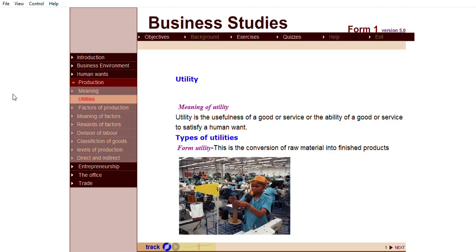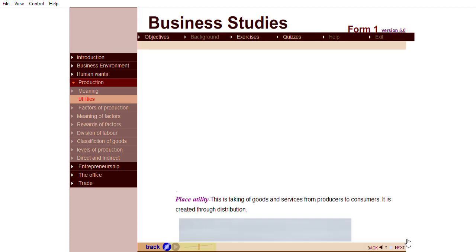Utility is the usefulness of a good or service, or the ability of a good or service to satisfy a human want. Types of utilities include form utility, place utility, time utility, and possession utility.